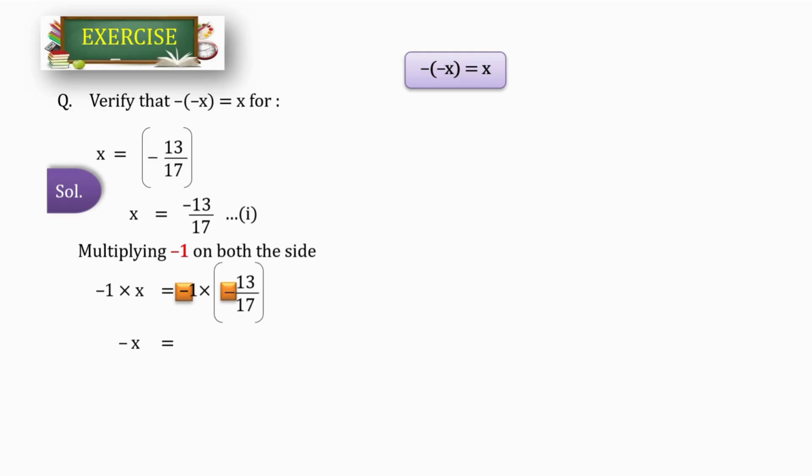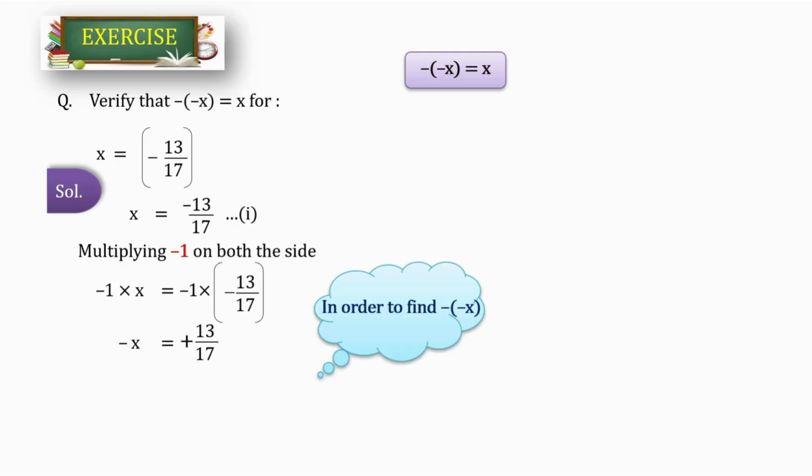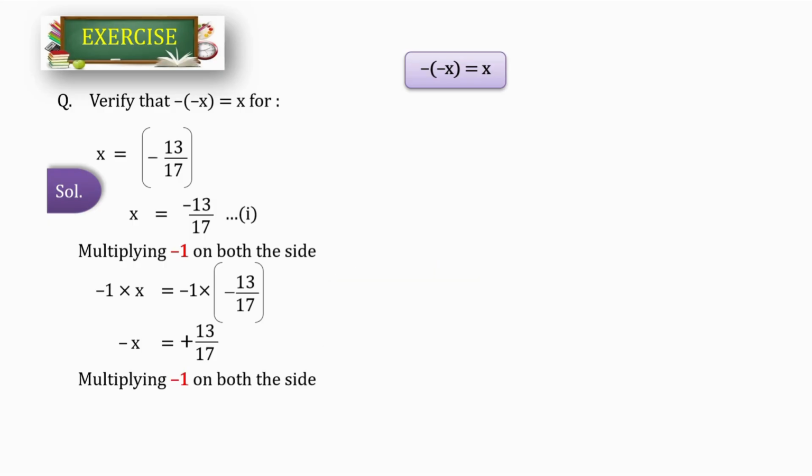So now this becomes minus x, and minus that becomes plus. So now we have to find the minus of minus x. So again we need to multiply minus 1 on both sides.